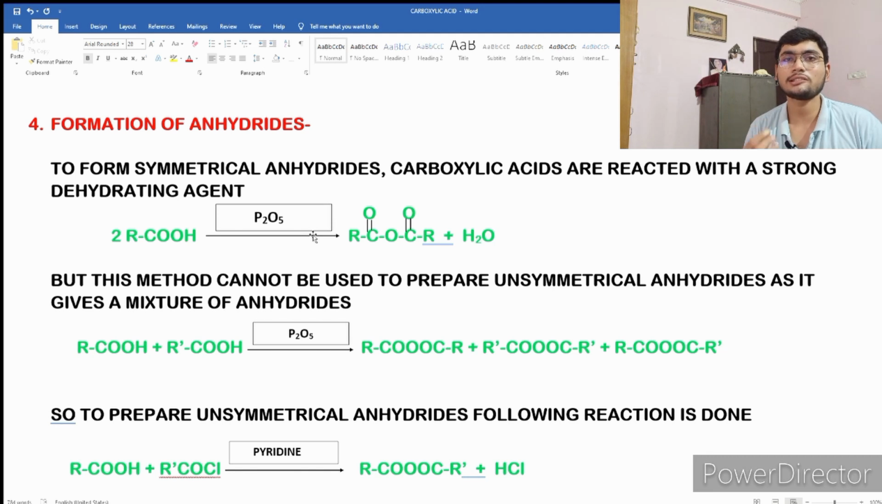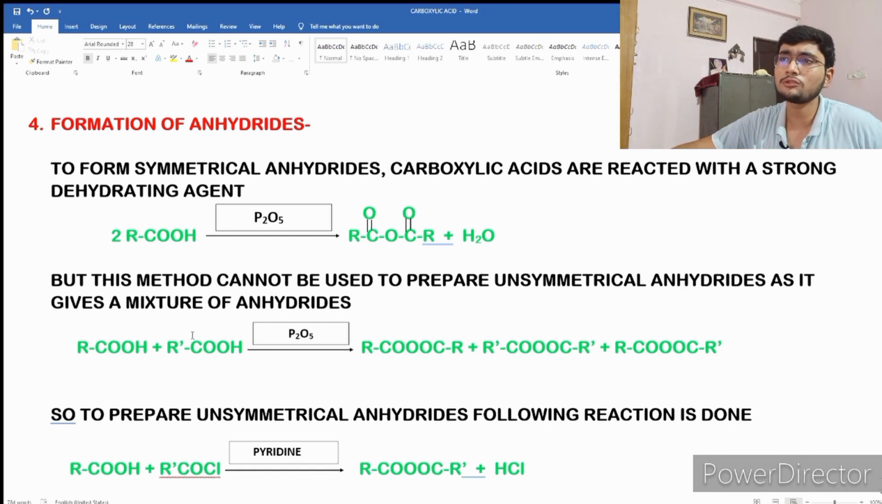Dehydrating carboxylic acid is not a good method to prepare unsymmetrical anhydrides, but it is a good method to prepare symmetrical anhydrides. So let me show you that to form symmetrical anhydrides, carboxylic acids are reacted with a strong dehydrating agent. You see, here I have taken two molecules of the same carboxylic acid, and when we react it with a strong dehydrating agent like phosphorus pentaoxide, here I have taken P2O5, we will get a symmetrical anhydride, acid anhydride. Simply the water will get lost and we will get the acid anhydride. But as I have told you, this method cannot be used to prepare unsymmetrical anhydrides.